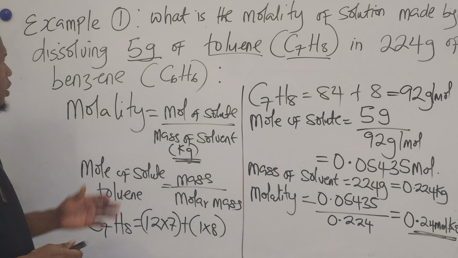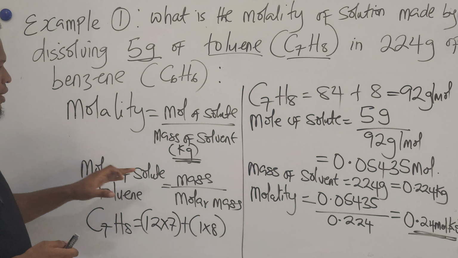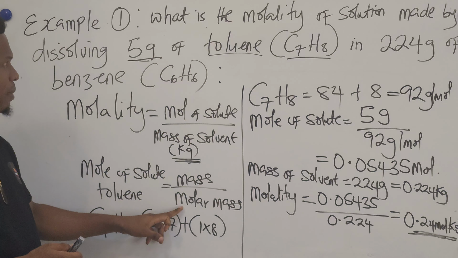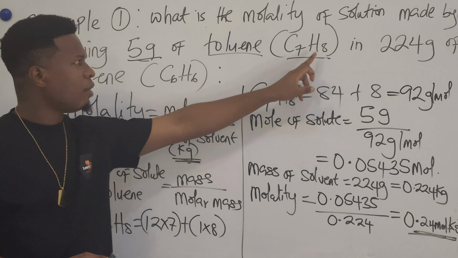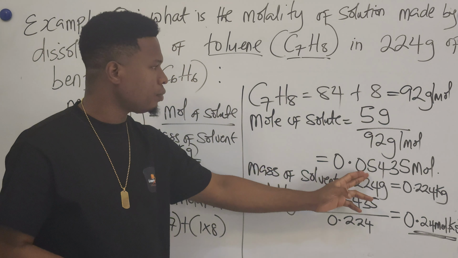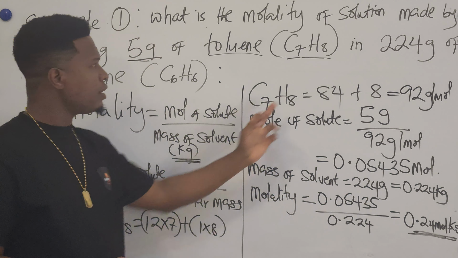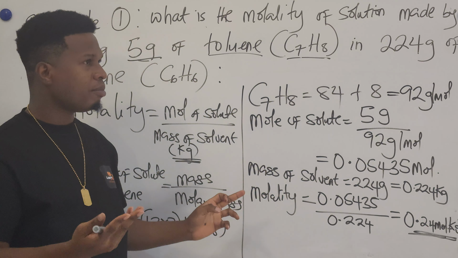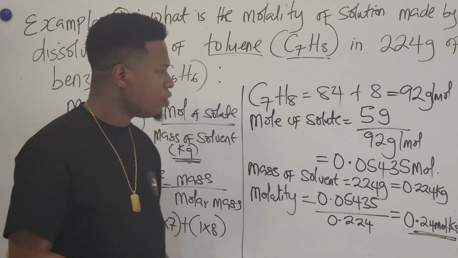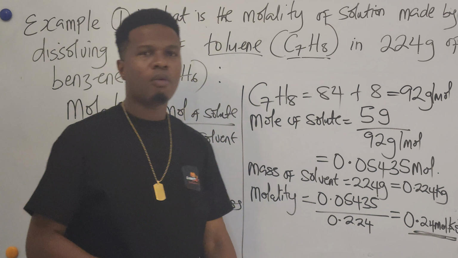So take a look at the solving. It's straightforward. What did I do? The formula. We find the mole by dividing the mass over the molar mass. The mass was given as 5 grams, the solute. The molar mass of the solute is C7H8. We found it: 12 times 7 plus 8, you have 92. So you divide 5 by 92, you get this, which is now what's at the top here. The mass of the solvent, 224 in grams, but it must be in kg, so you divide by 1000, you get this. So you divide these two, you have this. So the molality of this solution is 0.24 mole per kilogram.